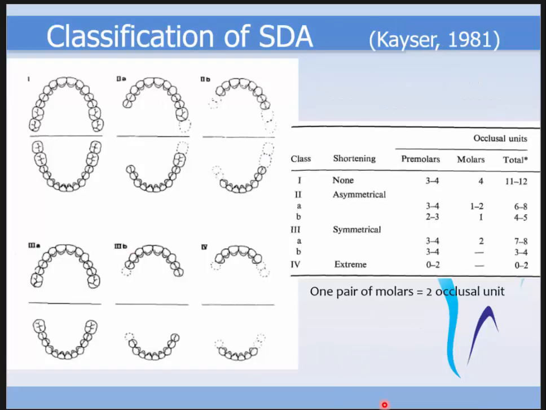Käyser further classified the pattern of missing teeth, or the pattern of teeth present, into different classes. You don't have to memorize all these classifications, but it's good for you to understand the pattern of missing teeth or teeth present, and how many occlusal units there are if such teeth are present inside the mouth. So there are 4 classifications.